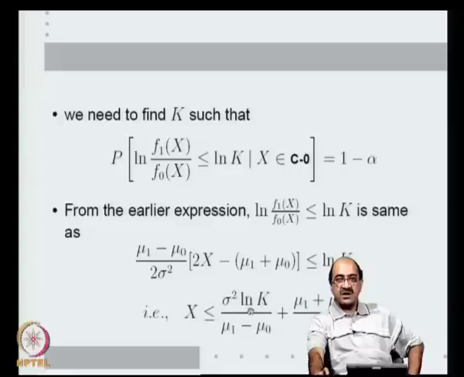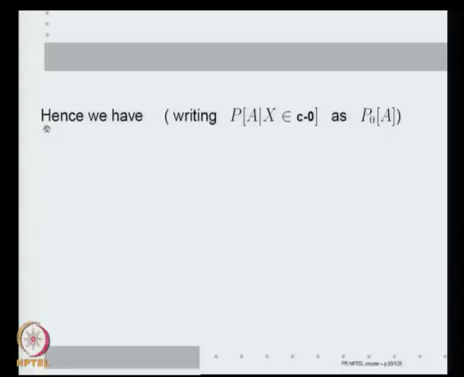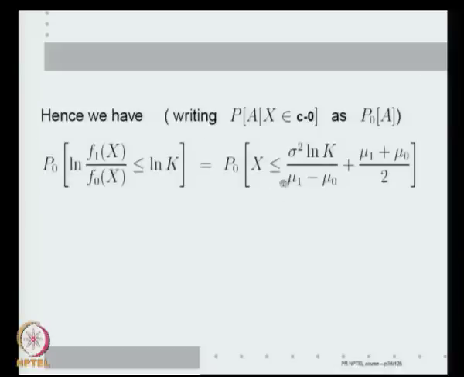Okay. So, we can do it like this. What will this give me? I can first take 2 sigma square by (mu1 minus mu0) to this side, right. Then bring mu1 plus mu0 to this side, and then I will get 2x here, divide by 2. So, this inequality is the same as x less than or equal to sigma square ln k by (mu1 minus mu0) plus (mu1 plus mu0) by 2. So, what we want is, let us say P0 is the probability conditioned on x belonging to class 0. So, P0 of ln of f1 by f0 less than or equal to ln k is the same as P0 of x less than or equal to that quantity.